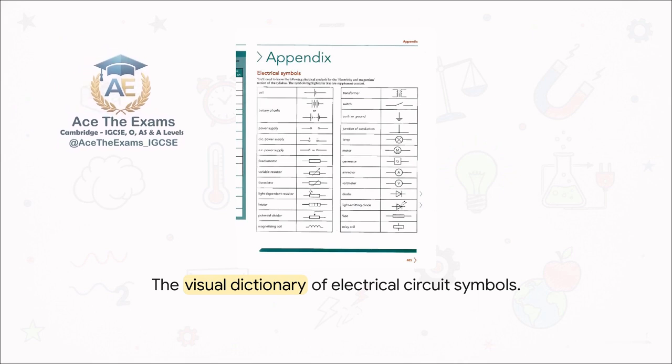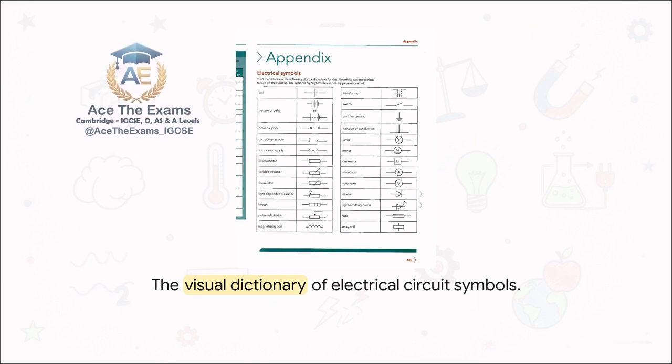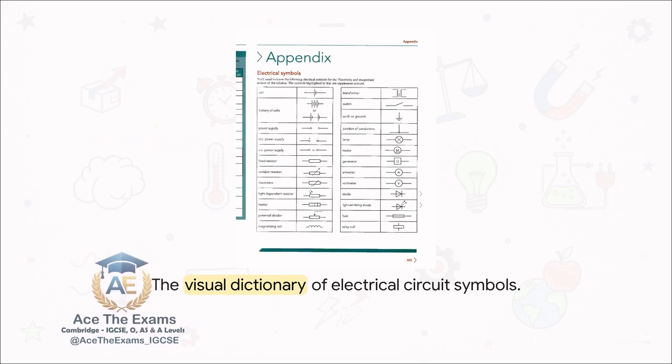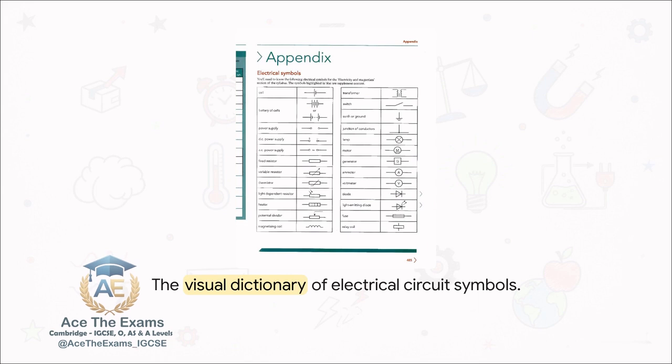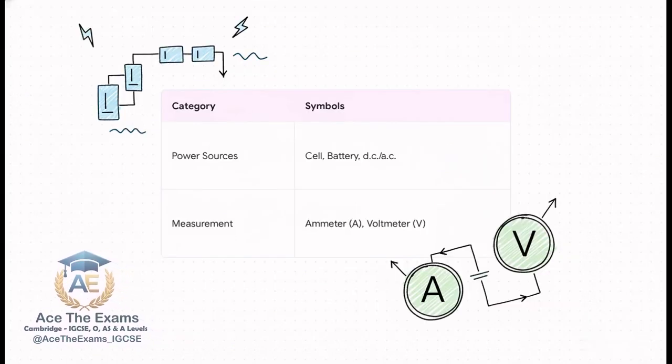The strategy here is not brute force memorization. It is about logical grouping and understanding the root visual language. We need to train your brain to instantly recognize the category of the symbol before you even identify the specific component. Let us do a live diagnostic on logical grouping.